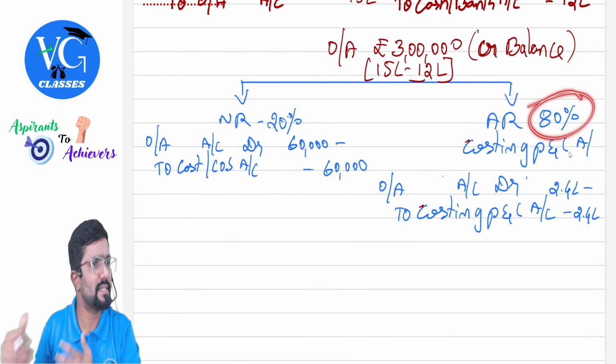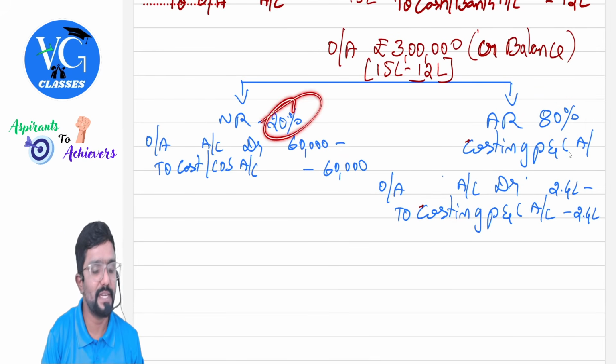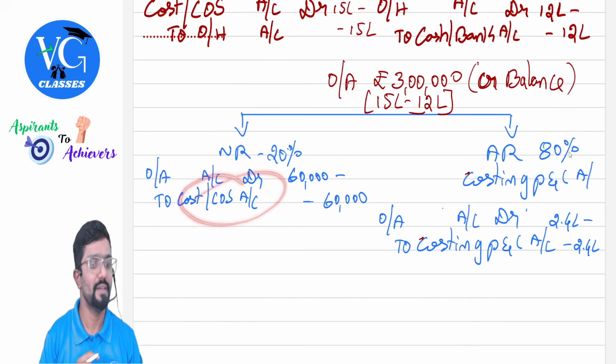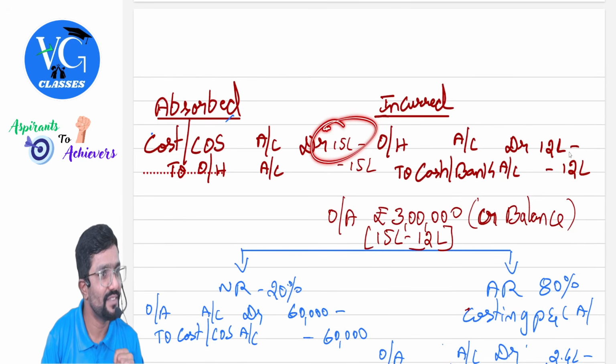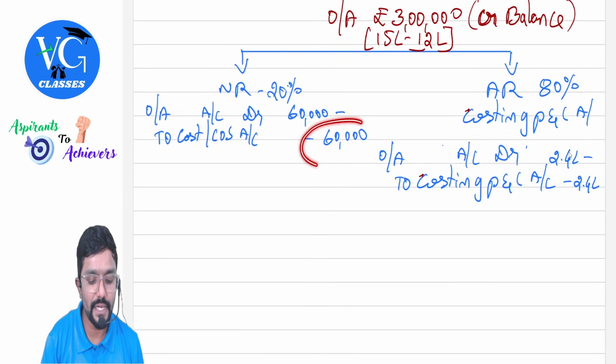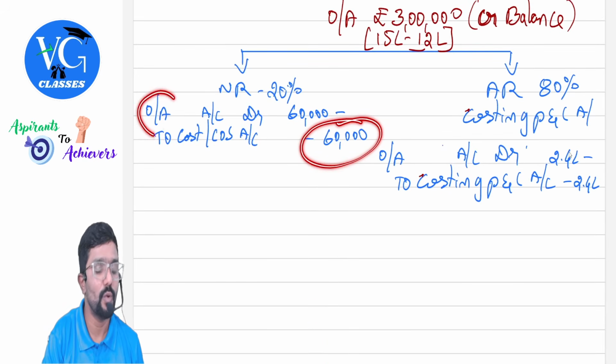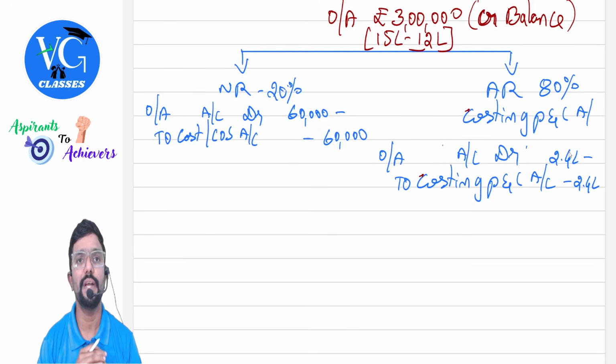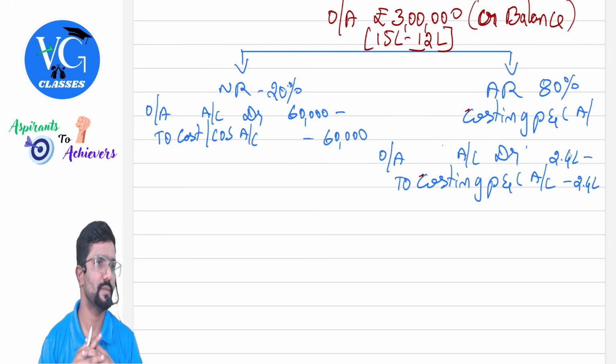I am taking 80% as abnormal. The remaining 20%, where do I charge it, sir? To cost. Because already I have charged extra cost. Now I need to reverse it. So to reverse it, I need to credit cost and debit what? Overhead. That is overhead over absorption.